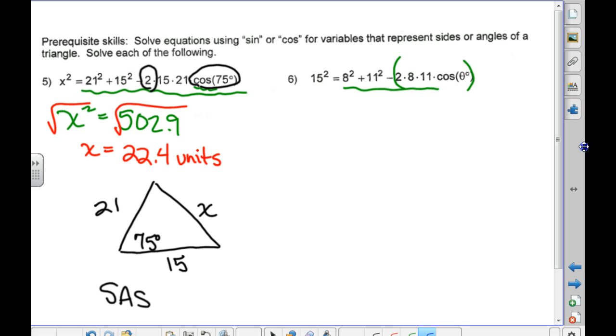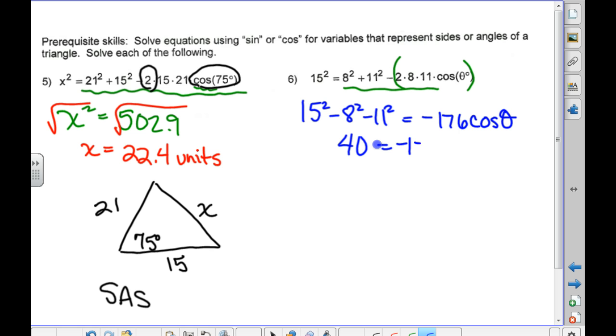All right, I usually write this out. I don't like to write out any more work than I have to. So I usually think, well, I'm going to subtract the 8 squared and the 11 squared both over to the other side. And I figure out what that is. It is 40. And then I multiply all this together, so I have a negative 2 times 8 times 11, 176 maybe? Did I do that right? 2 times 8 times 11? Okay. And then the second to the last step will be to do what? Okay, divide. And what kind of an ugly little decimal do I get?